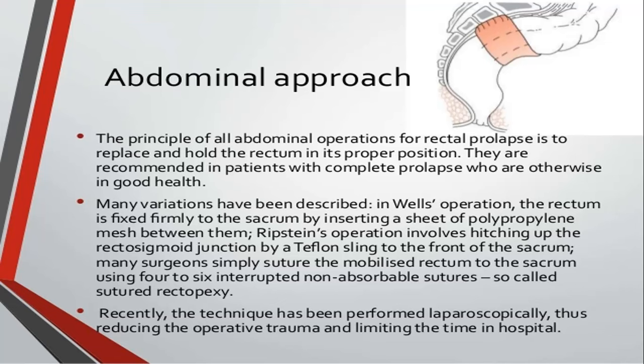Either applying the Teflon sling to the front of the sacrum, at the rectosigmoid junction, is called the Ripstein repair. Or applying sutures is called suture rectopexy. So these all are the abdominal approaches.